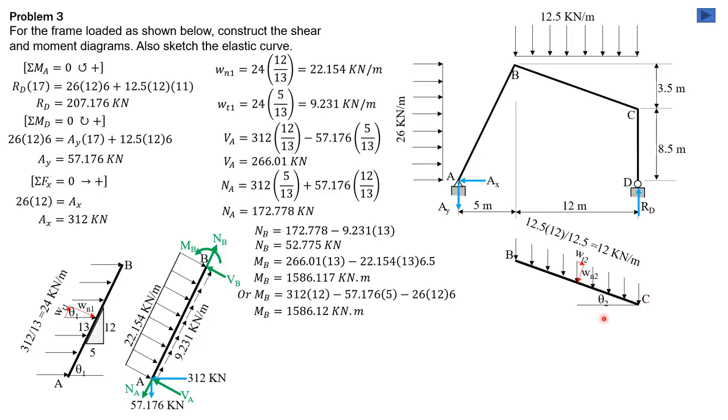So the slope of theta 2 would be 7 times 2, 3.5 times 2, so horizontal times 2 is 24, and the hypotenuse is 25. So that's why WN2 is 12 times cosine theta 2, 24 over 25, which is equal to 11.52 kilonewton per meter. While W tangential 2 is 12 times sine of theta 2, 7 over 25. So 12 times 7 over 25 is equal to 3.36 kilonewton per meter.